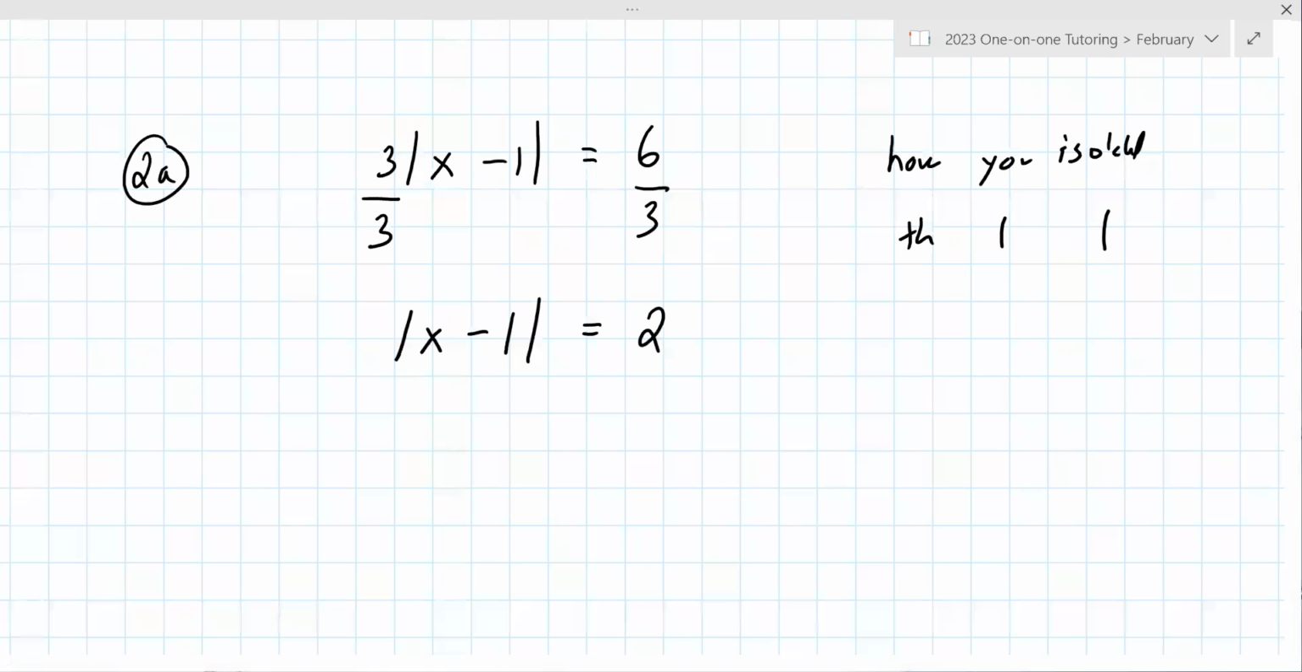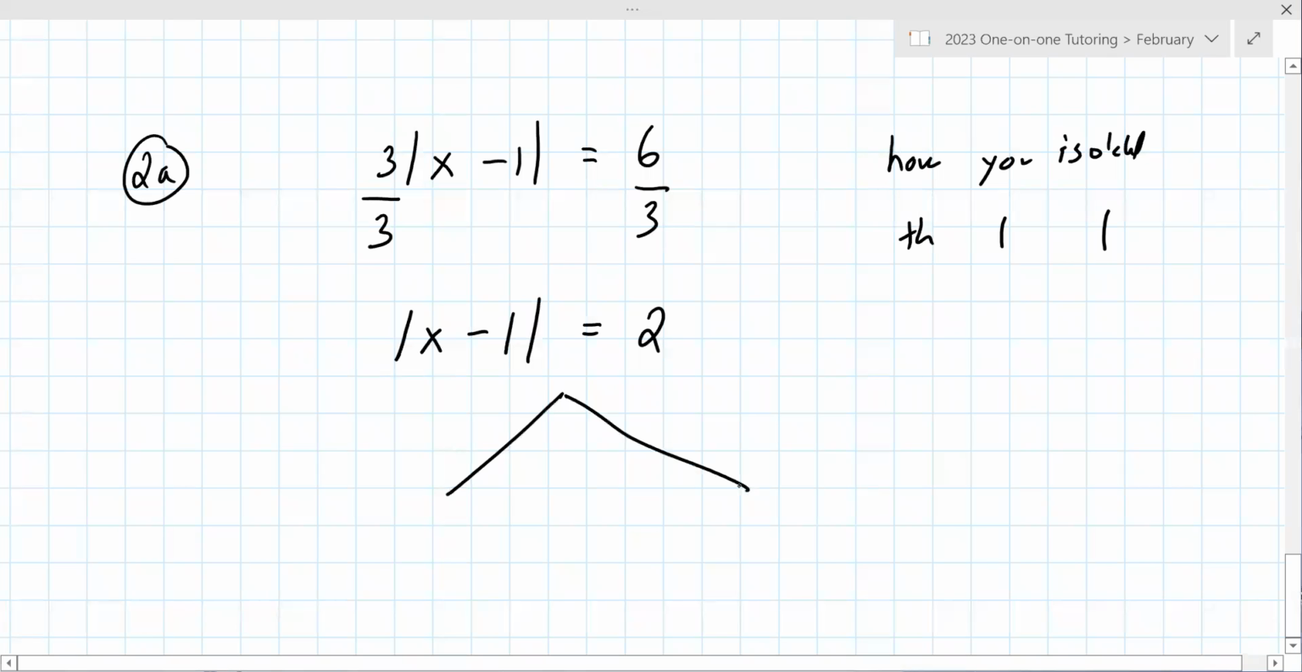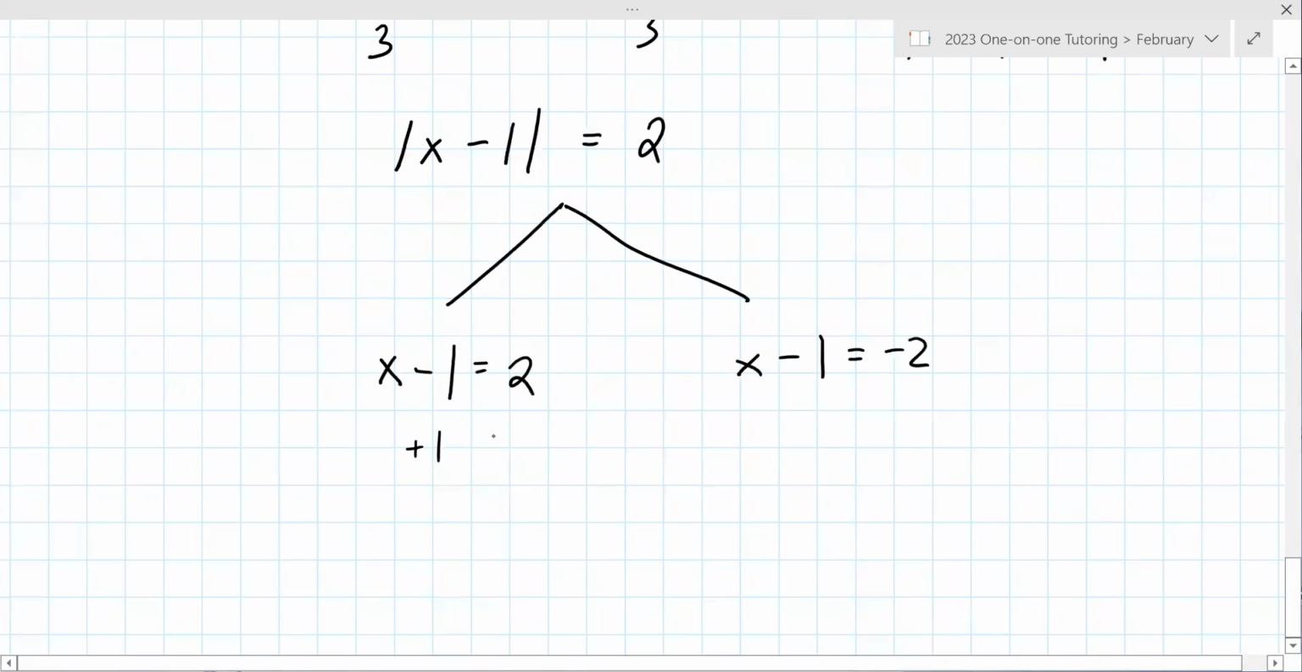Okay, now from here, there's 2 cases. Do you remember those cases? I remember doing this, the case 1, case 2. And it's x minus 1 equals 2, and then x minus 1 equals negative 2. Good. And then you add 1 to both sides.